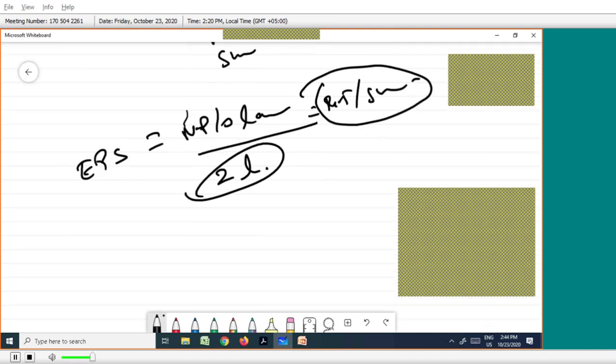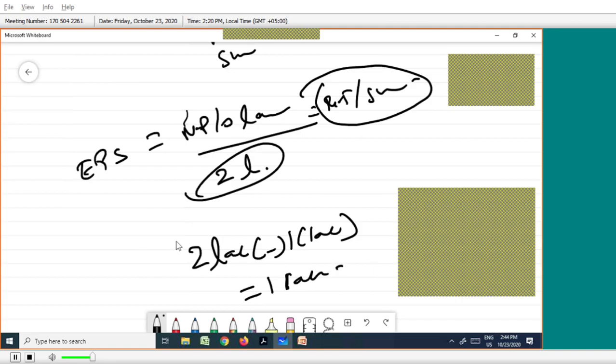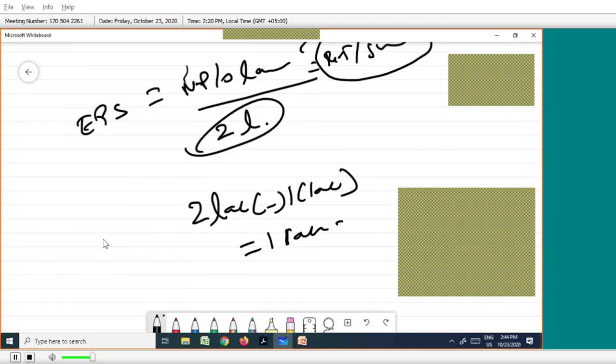Now what happens, there is a buyback. Assume a buyback of 1 lakh shares. Presently I have 2 lakh shares, and the company is buying back 1 lakh shares. After the buyback, the remaining shares in the company are only 1 lakh.